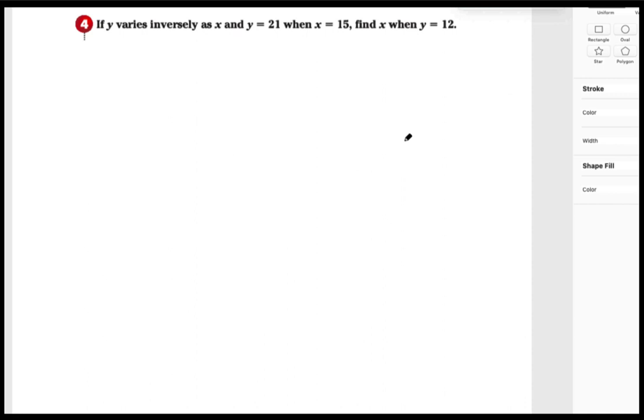So here in example 4, we have an inverse relationship. We see y varies inversely as x, and let's remember what that is. That means y is equal to k divided by x, or we can look at it as y times x is equal to k. So if y varies inversely as x, when y is 21, x is going to be 15. That's what we've been given here. Find x when y is 12.